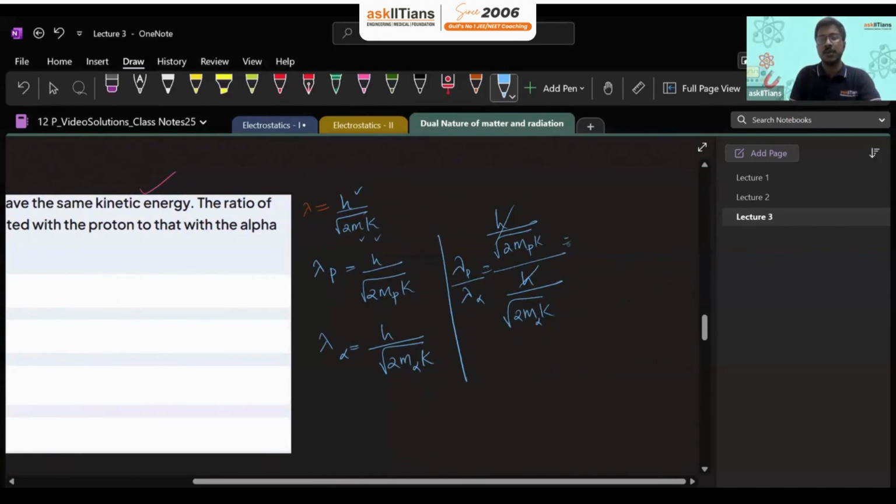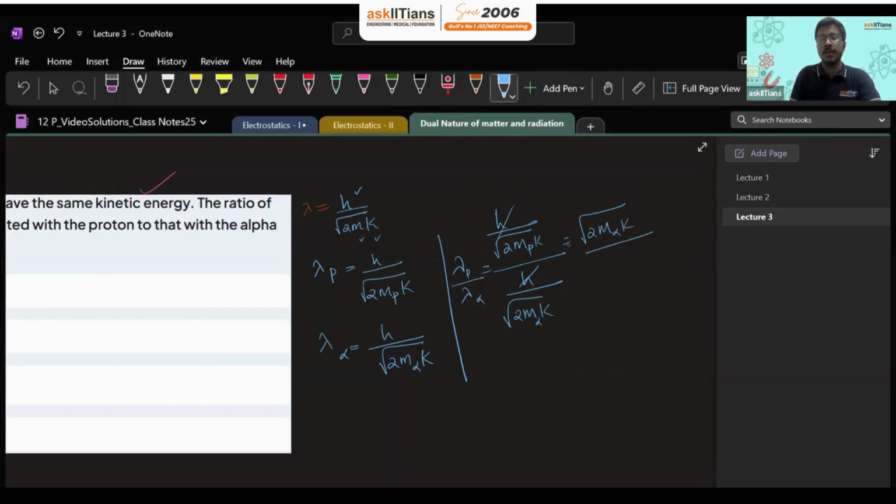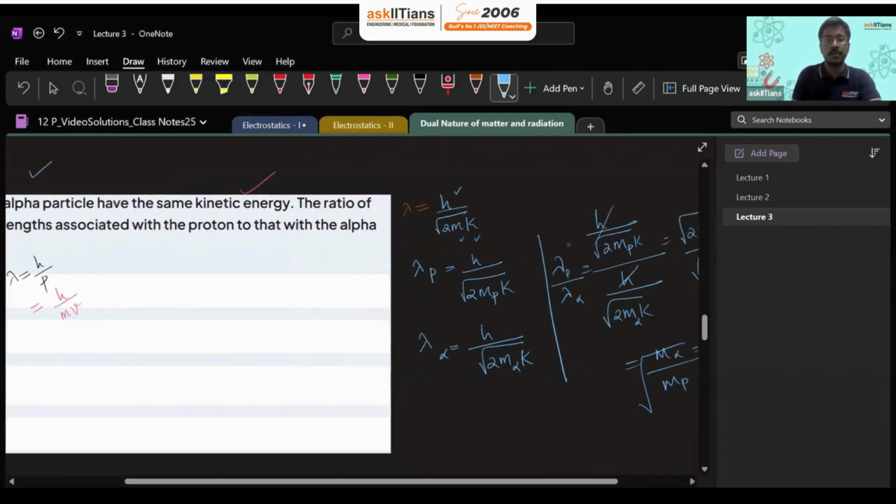This becomes root 2 m alpha K by root 2 mass of proton times K, or this is mass of alpha particle by mass of proton under root. So what is mass of alpha particle? Mass of alpha particle is actually 4 times mass of proton, divided by mass of proton. So this becomes root 4 is to 1, or you can write it 2 is to 1. So 2 is to 1 is the answer.